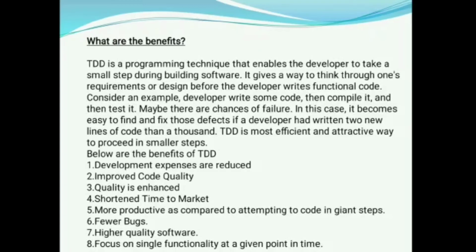So development expenses are reduced. The expenses for development are reduced and code quality improves. The quality of the code will be improved and quality is enhanced. The enhanced quality enables a shortened time to market. The market time will be shorter and it favors fewer bugs. Higher quality software. The software will be higher quality and focuses on a single functionality at a given point in time.